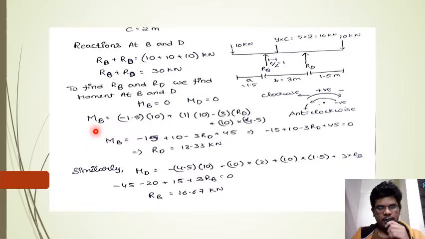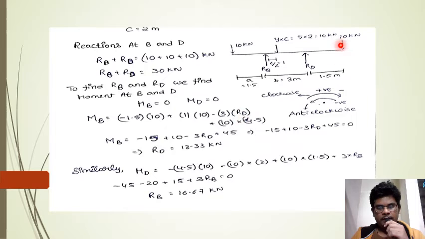For moment at B, taking the clockwise direction as positive and anti-clockwise direction as negative, at B 10 kilonewton is acting in anti-clockwise direction, so that is negative, plus the distance between this force and B is 2 by 2, that gives 1 into 10, and it's acting in clockwise direction.